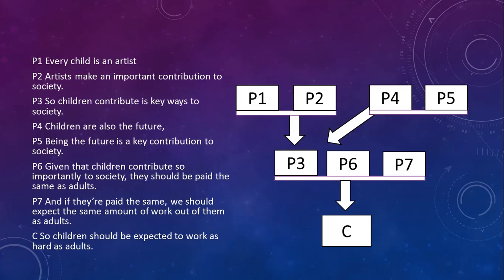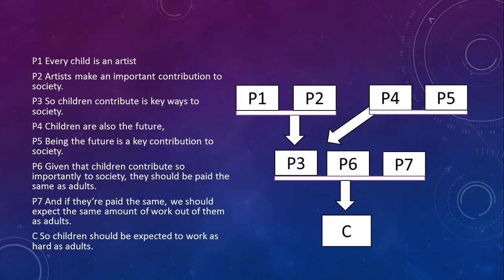Okay. Now, P3, P6, and P7, so children contribute in key ways. Given that they do contribute, they should be paid the same. And given that they're paid the same, then we should expect the same amount of work. Therefore, expect the same amount of work.